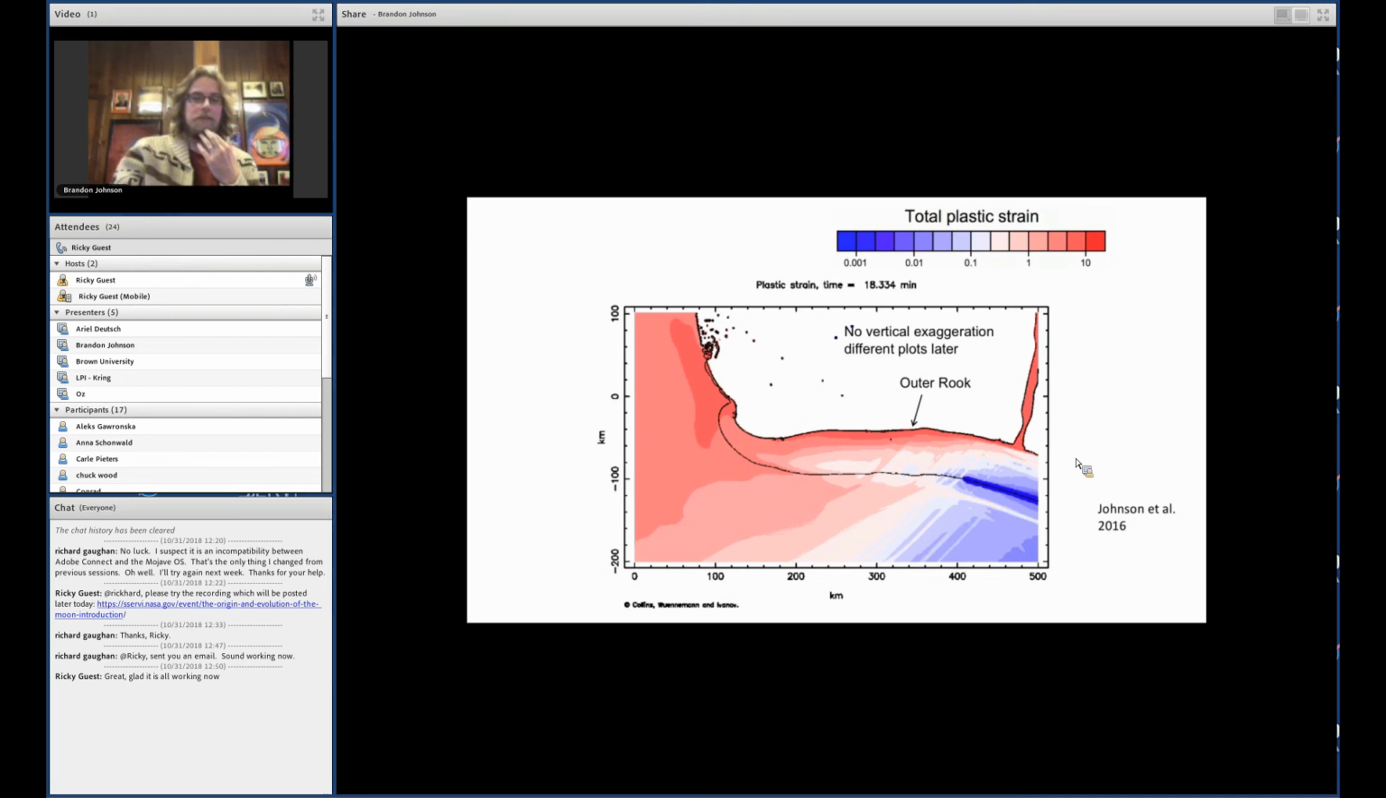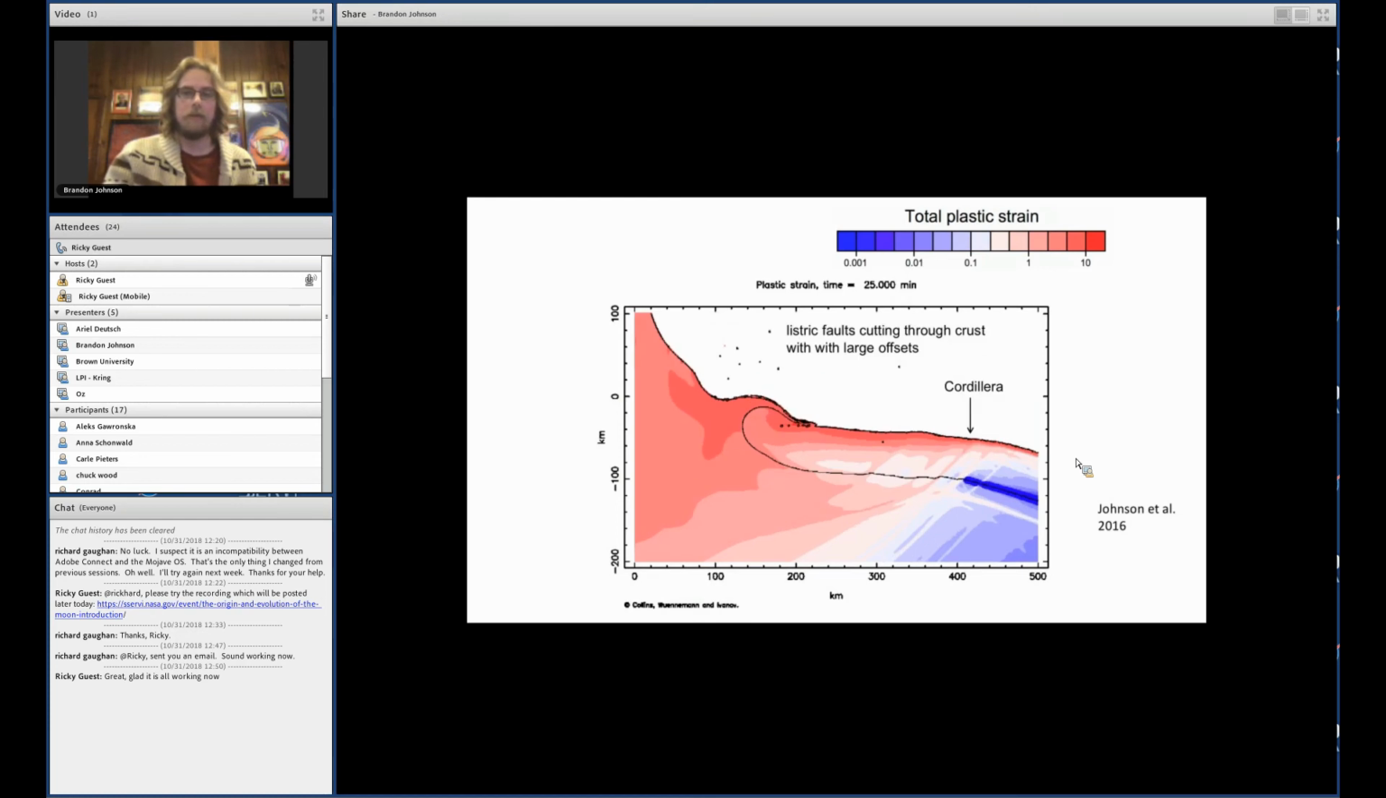This plot doesn't have any vertical exaggeration. I'll show you one with some vertical exaggeration in a minute that drives home that these are faults. But if you've seen enough of these plots, you can see there's some offset at the crust-mantle interface and a topographic signature of the outer Rook here.